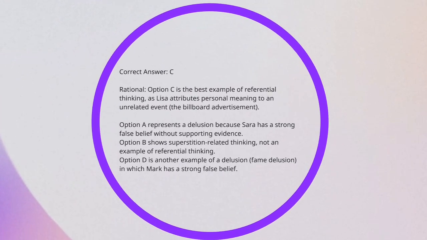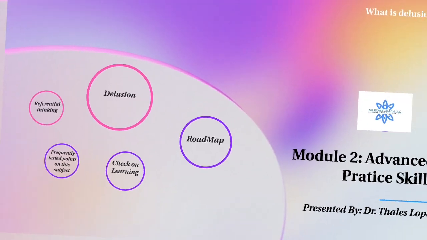So this one was sort of a giveaway, right? We kind of went over the billboard. Lisa attributes personal meaning to unrelated events, i.e., the billboard. A represents a delusion because Sarah has a strong belief despite evidence of the contrary. B shows superstitious thinking, not an example of referential thinking. And D is another example of delusion, false fame or grandiose of some kind, in which Mark has a strong false belief. Okay, this was an easy peasy subject.